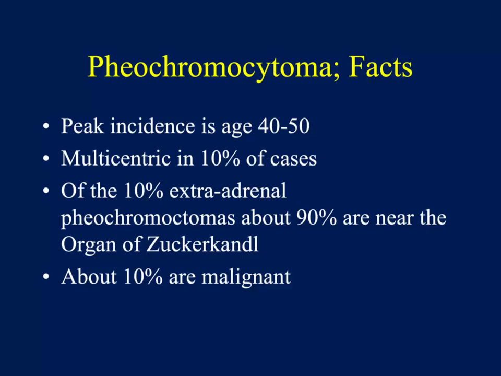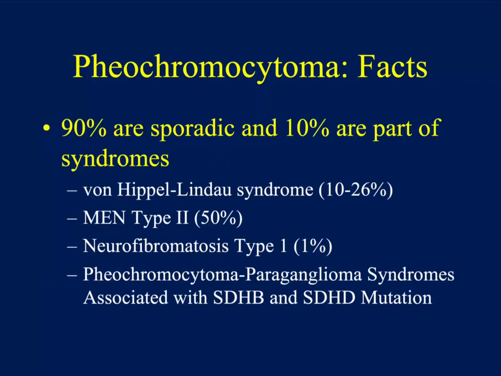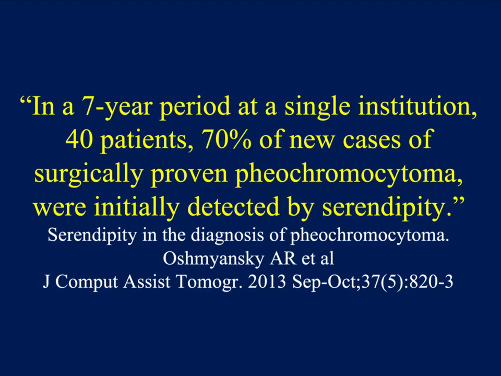Remember, Theos are the 10% rule: 10% multicentric, 10% extraadrenal, 10% are malignant. The extraadrenal's common location, as I'll show you, is the organ of Zuckerkandl, but they can occur anywhere from the mediastinum down into the bladder. 90% are sporadic, 10% are part of syndromes. Syndromes we think about: von Hippel-Lindau, MEN type 2, neurofibromatosis type 1, and the paraganglioma syndromes.